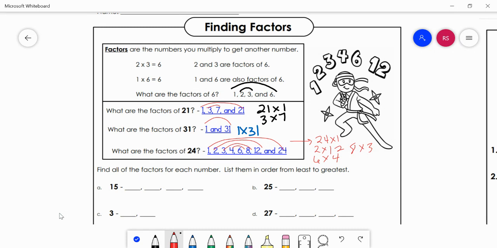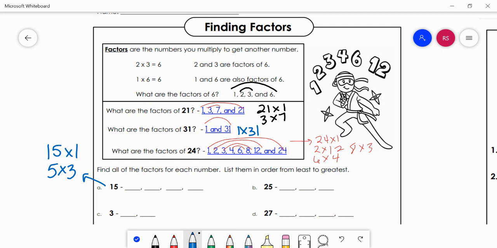All right, so you should have done these on your own first. Now I'm going to go over them with you. For 15, always start with the first one that you know, which would be 15 times 1, or 1 times 15. What's something else that you multiply together to get 15? 3 times 5 or 5 times 3. Anything else you multiply together to get 15? I don't think so. I went through all my facts in my head, and there's nothing else that gives me 15.